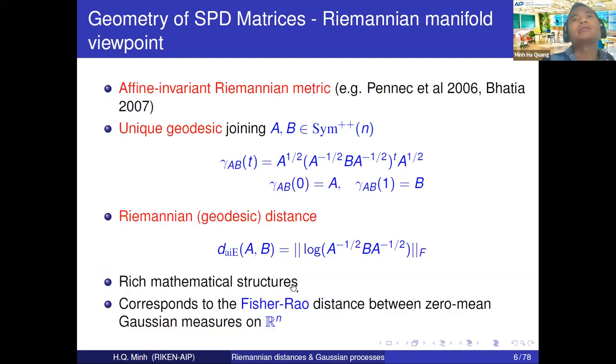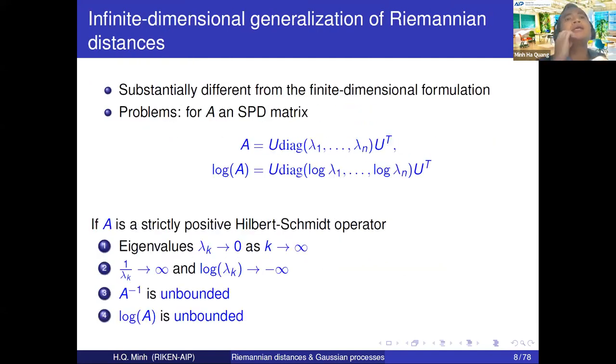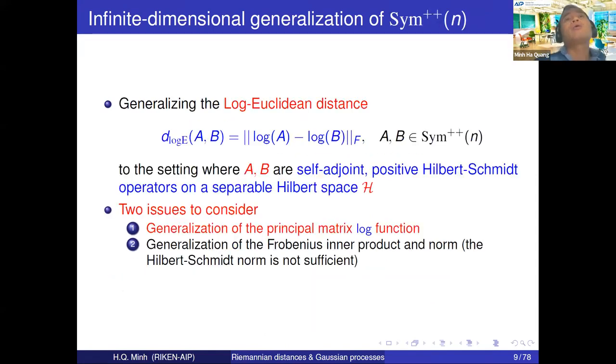So in order to compute this distance, we need to compute the inverse, then we need to compute the log. You can see here that with 1 over lambda k going to infinity and log of lambda k going to negative infinity, A inverse will be unbounded and log of A will be unbounded. So we do not have a direct generalization to the infinite-dimensional setting. So what we can do is try to generalize this log-Euclidean distance, log A minus log B with the Frobenius norm, to the infinite-dimensional setting with self-adjoint positive Hilbert-Schmidt operators on the Hilbert space. So we need to do two things. We need to generalize the principal matrix logarithm, and then we need to generalize the Frobenius inner product. And it turns out that the Hilbert-Schmidt norm is actually not a sufficient quantity.